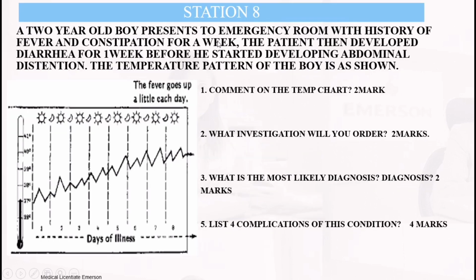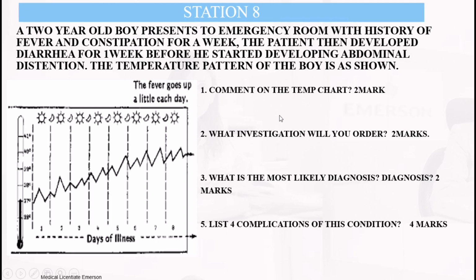So station 8: a 2-year-old boy presents to emergency room with history of fever and constipation for a week. The patient then developed diarrhea for 1 week before he started developing abdominal distension. So the temperature pattern of the boy is as shown. As you can see, it was increasing like this. These are the days, and this is the temperature.